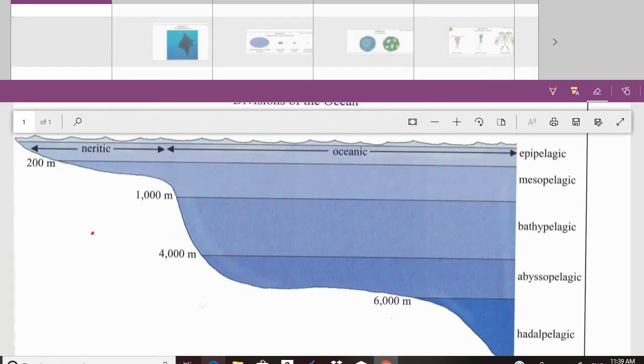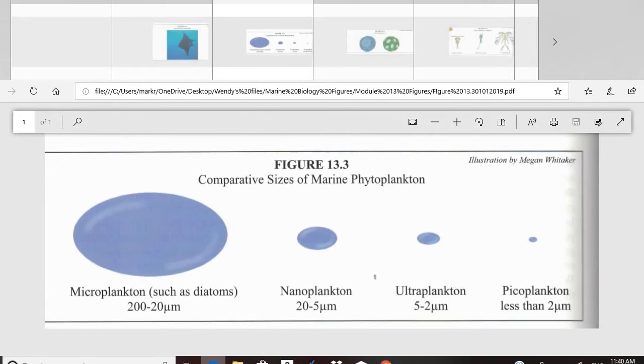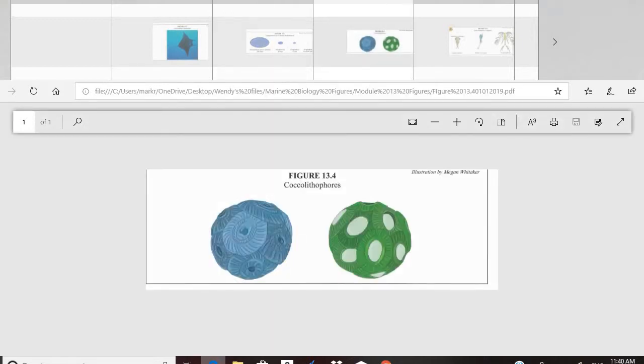Now, this figure I want to show you is just different types of phytoplankton. I'm not going to ask you these words, but they're all small. So these are all microscopic. So the microplankton are those that are 200 down to 20 micrometers. This is a micrometer, a millionth of a meter. Then these are 20 down to 5 micrometers, 5 to 2 micrometers, and these are less than 2. So they are very, very small, but they are plentiful, so they are able to produce a lot of oxygen.